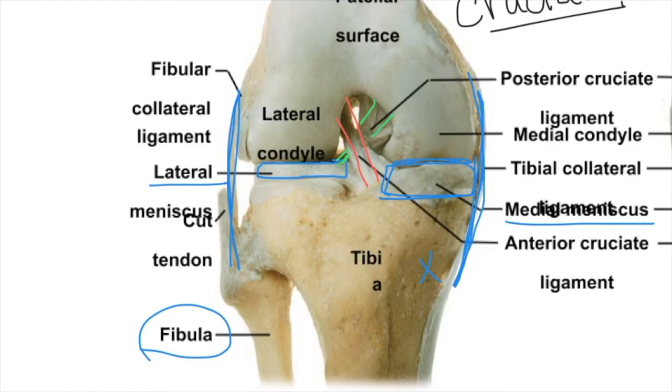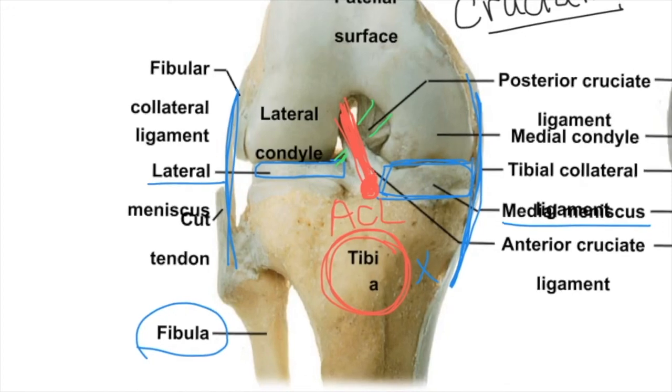So how do we know which one to name them? It's where does it attach on the tibia? So this one right here, that one starts on the front of the tibia. This is the tibial tuberosity right down here. So this is on the anterior side of the tibia, and then it crosses and goes to the back of the knee. So that would be the ACL, the anterior cruciate ligament.